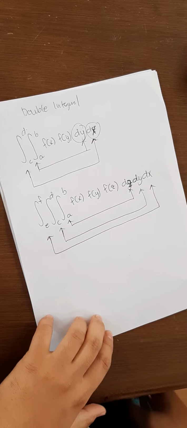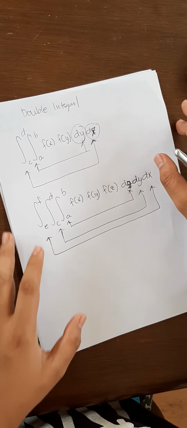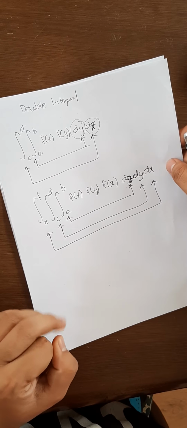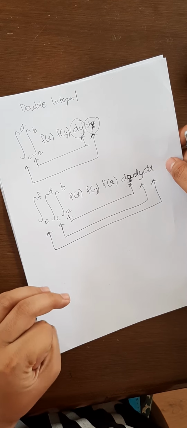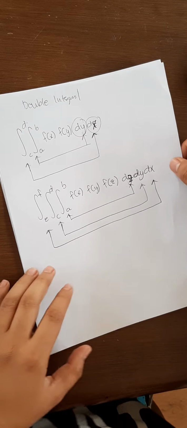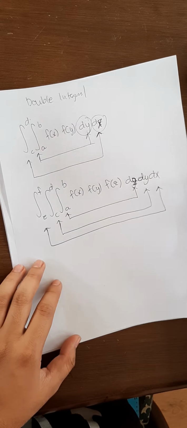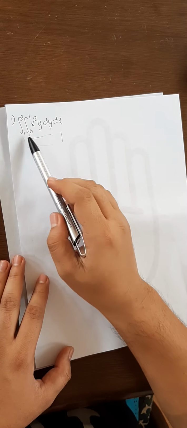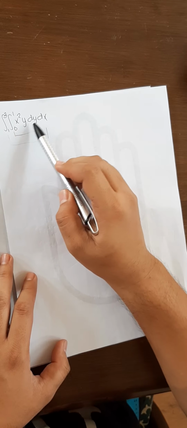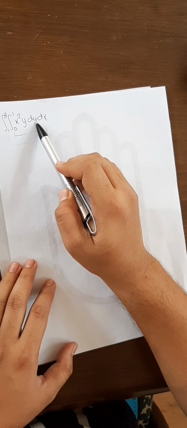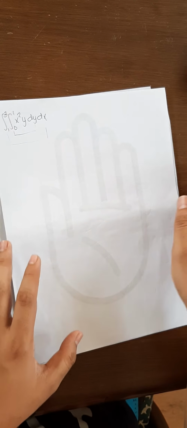Higher integrals are used in many engineering applications, especially in higher engineering mathematics, because they are used to determine the area and the volume of a solid figure. Let us try some examples of double and triple integrals. For example, we have the integral of x squared y dy dx, with limits 0 to 1 for y, and limits 1 to 3 for x.